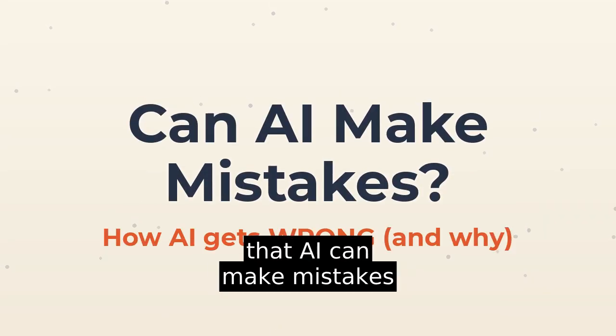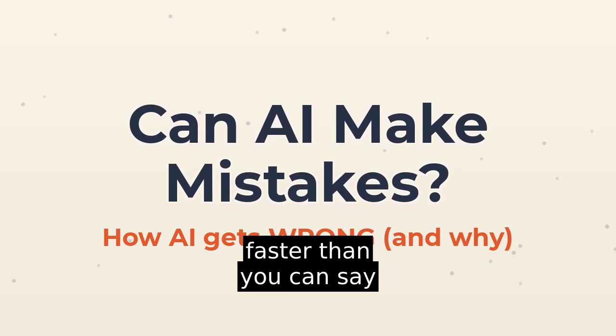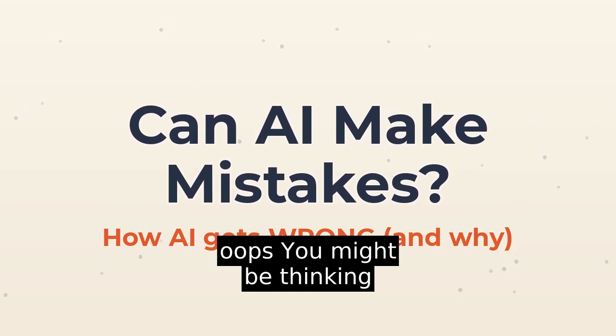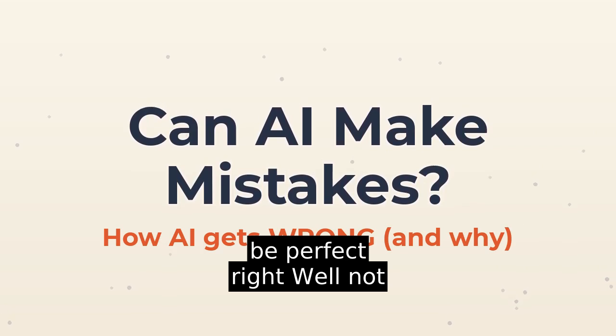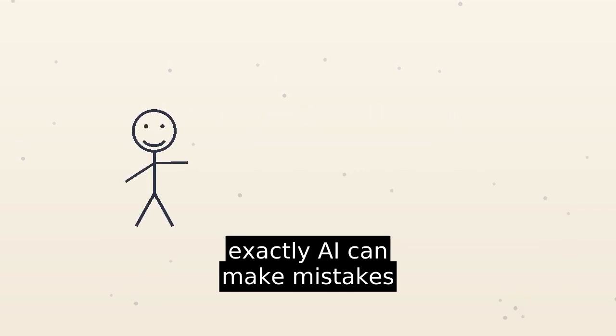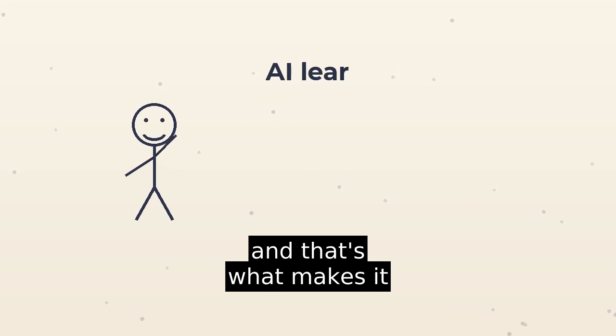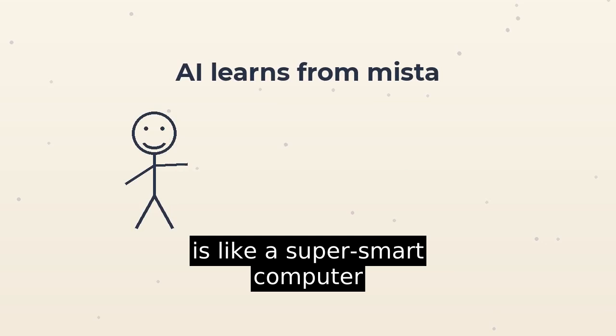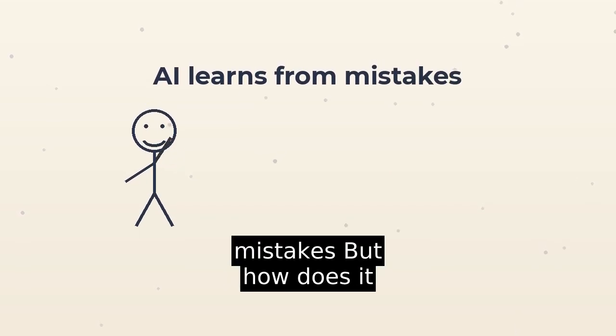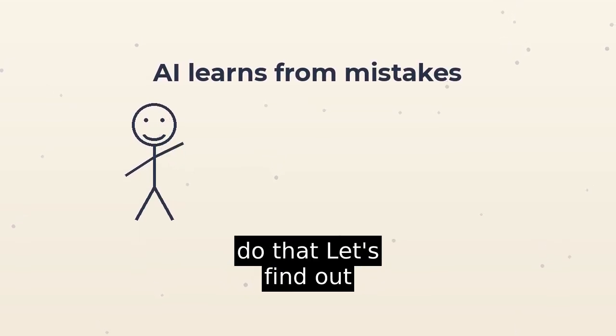What if I told you that AI can make mistakes faster than you can say oops? You might be thinking, but AI is supposed to be perfect, right? Well, not exactly. AI can make mistakes, and that's what makes it so interesting. You see, AI is like a super smart computer that can learn from its mistakes. But how does it do that?